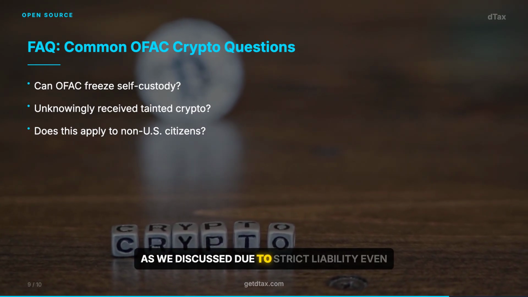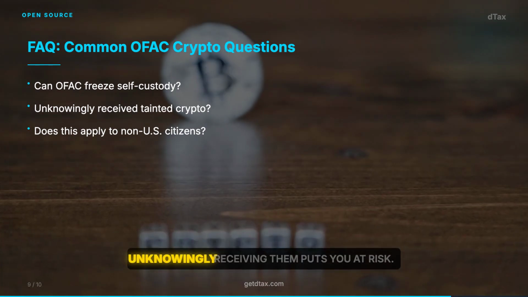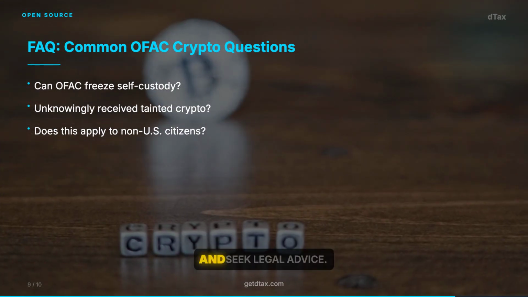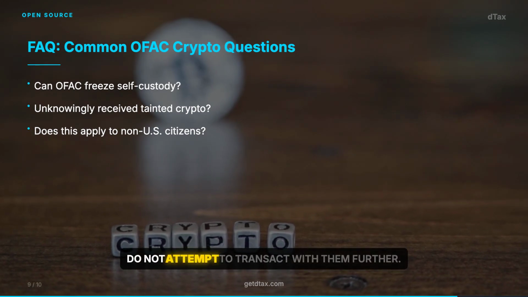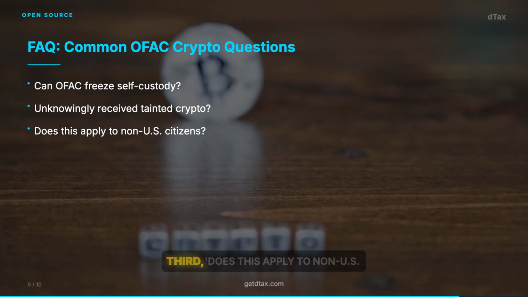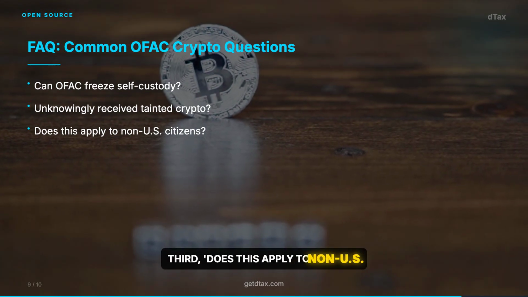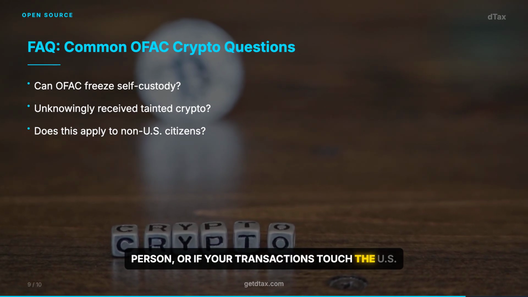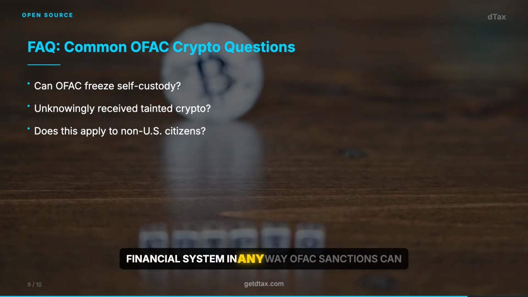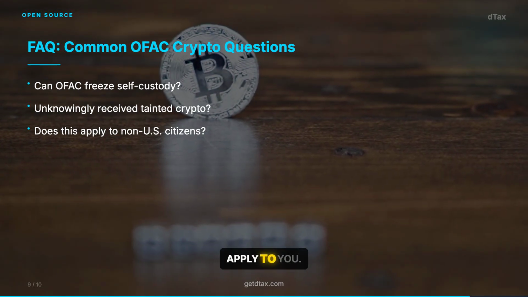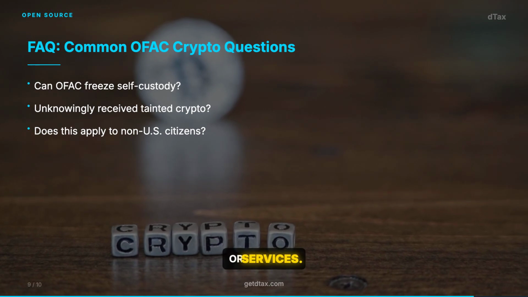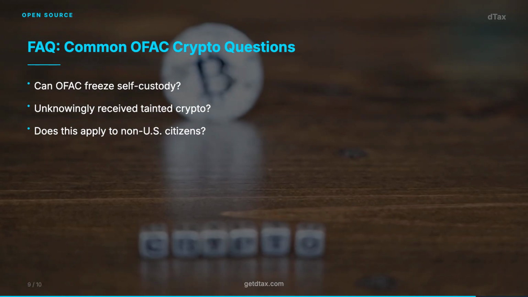Second, what if I unknowingly receive tainted coins? As we discussed, due to strict liability, even unknowingly receiving them puts you at risk. It's best to isolate those funds and seek legal advice. Do not attempt to transact with them further. Third, does this apply to non-US citizens? If you are a US person or if your transactions touch the US financial system in any way, OFAC sanctions can apply to you. This includes using US-based exchanges or services. The reach of OFAC is broad.